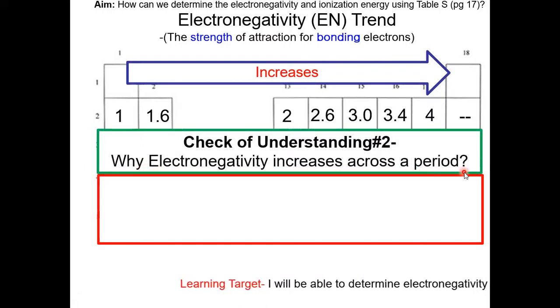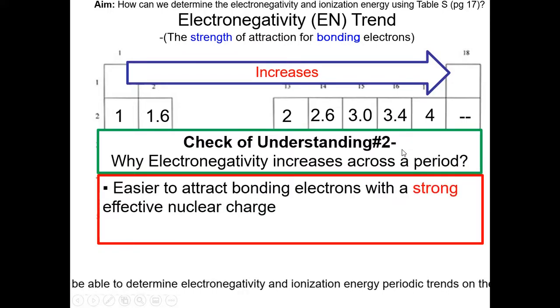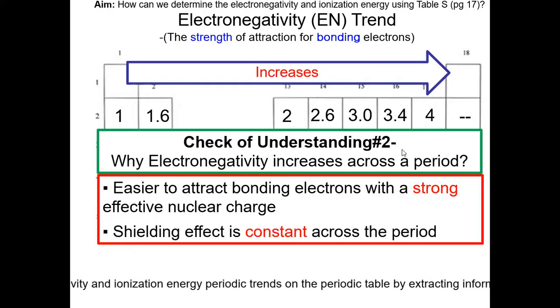In order to answer this, you need to compare the effective nuclear charge and the shielding effect. You should know across the period, effective nuclear charge increases. So the stronger the nucleus, or the stronger the effective nuclear charge, the easier it is to attract the bonding electrons. And the shielding effect is constant across the period, because each element only has 2 inner electrons.